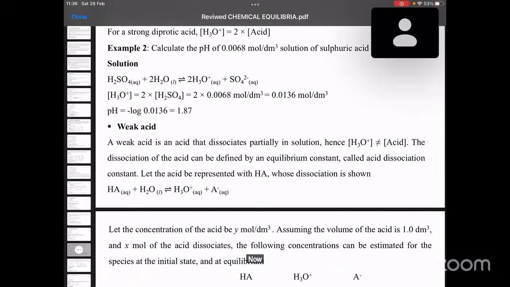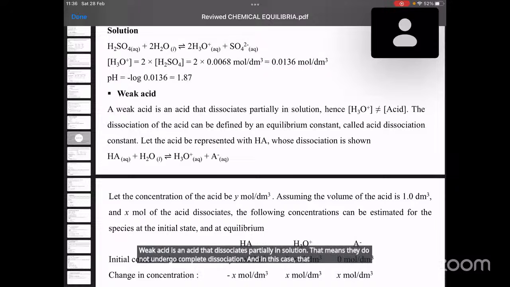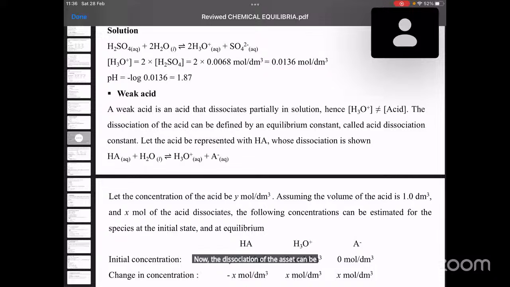Now for weak acid, a weak acid is an acid that dissociates partially in solution. That means they do not undergo complete dissociation. And in this case, that means the concentration of the acid is not equal to the concentration of the hydrogen ion. Now, the dissociation of the acid can be defined by their equilibrium constant.